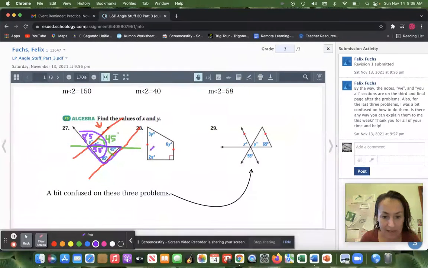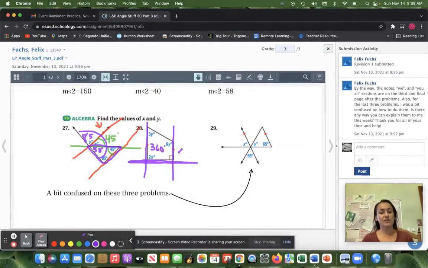So let's see on the next one. I know that this is a four-sided figure, so these all have to add up to 360. And here again, we have these two lines that are parallel, and each of these is acting as a transversal. And so these two angles, the 2x and the 90, which we know is 90 because it has that box in the corner, those are same side interiors, consecutive interiors. And so those have to add up to 180.